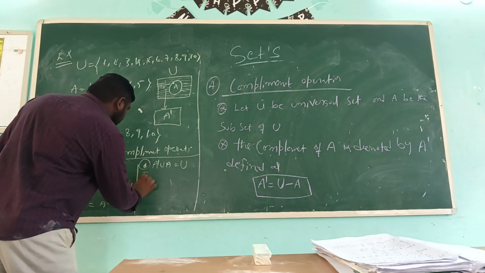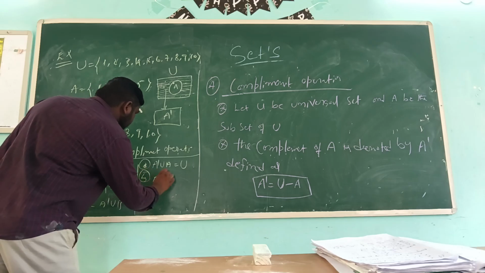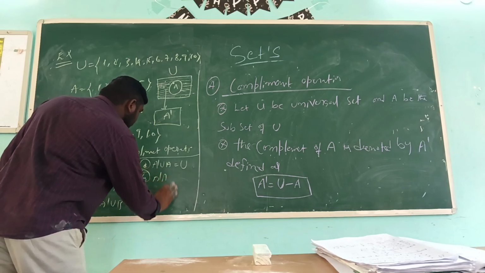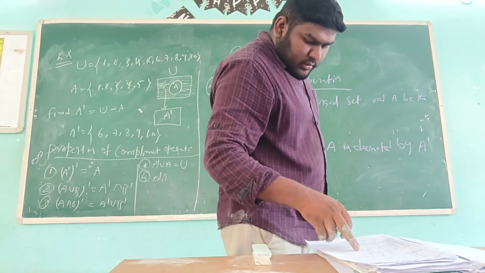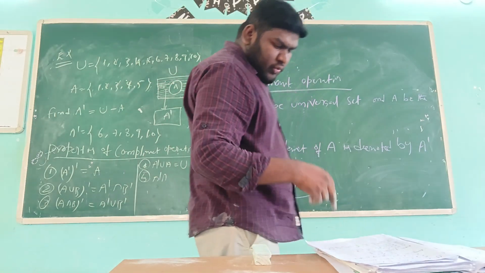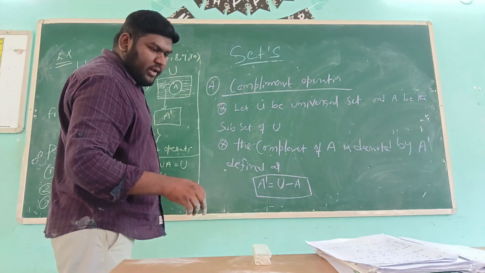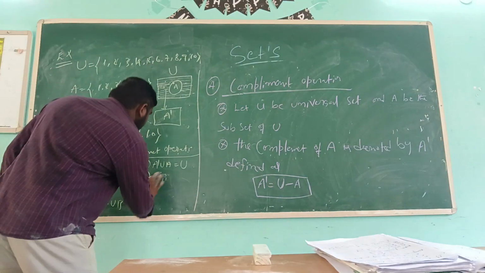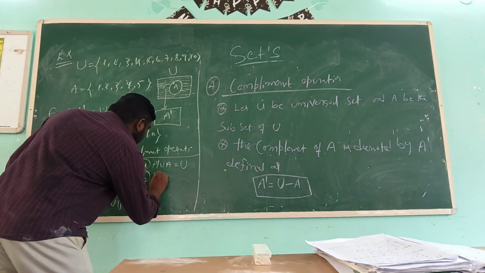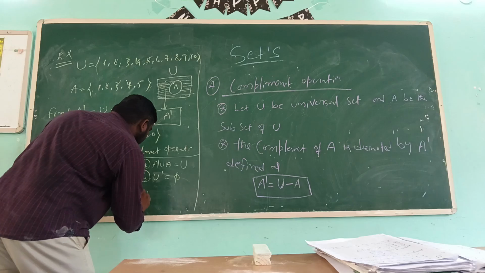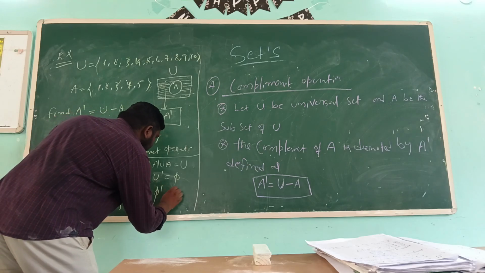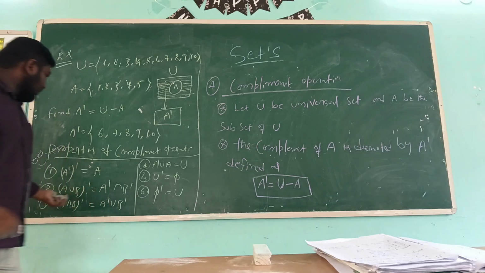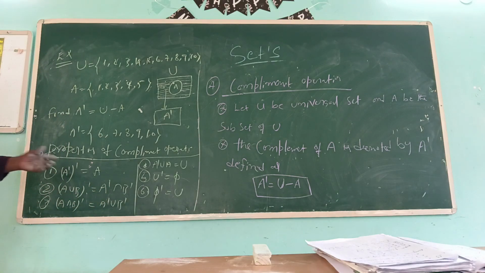Then fifth: A complement intersection A is equal to phi. Then U complement is equal to phi, and phi complement is equal to U. Okay. This is all about the properties of complement of sets.